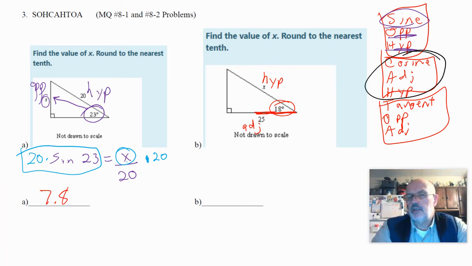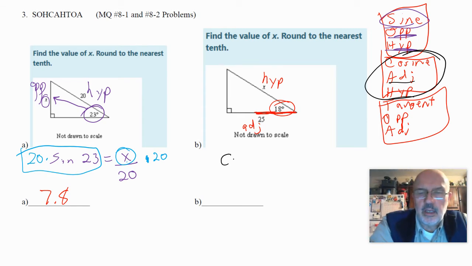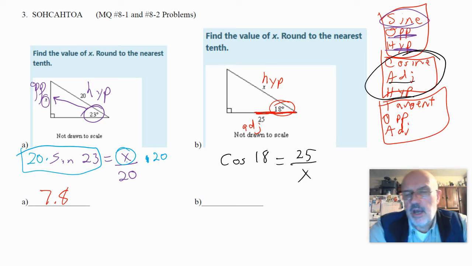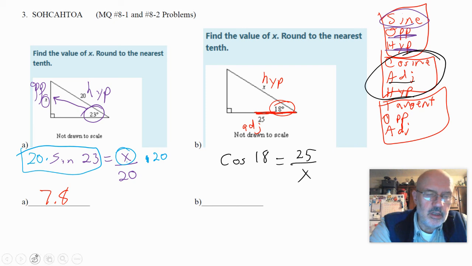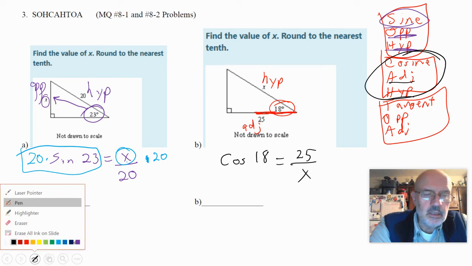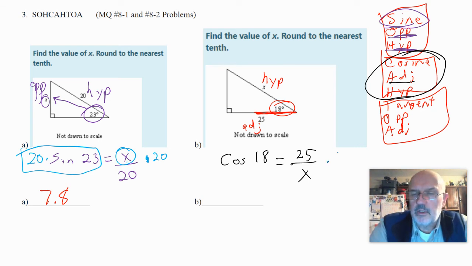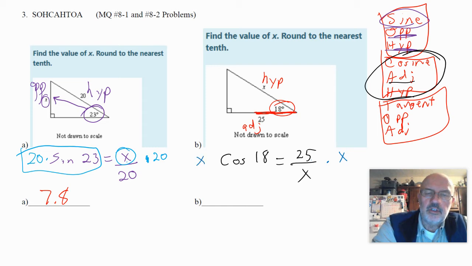Cosine, adjacent and hypotenuse. All right, so let's set it up. I think as we're learning how to do this, it's a good idea to set it up each time. Adjacent leg goes in the numerator because remember cosine is adjacent leg over the hypotenuse. So I've got x in the denominator. So that's not too helpful. So 25 divided by x, to use the inverse operations, I would multiply both sides by x.